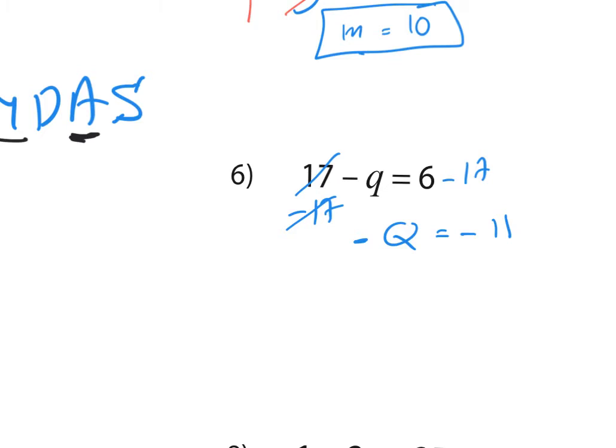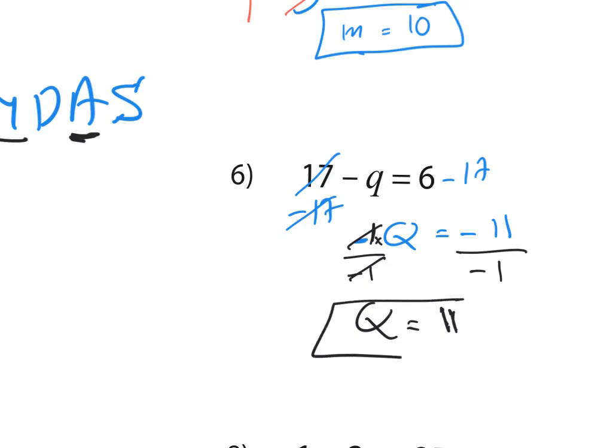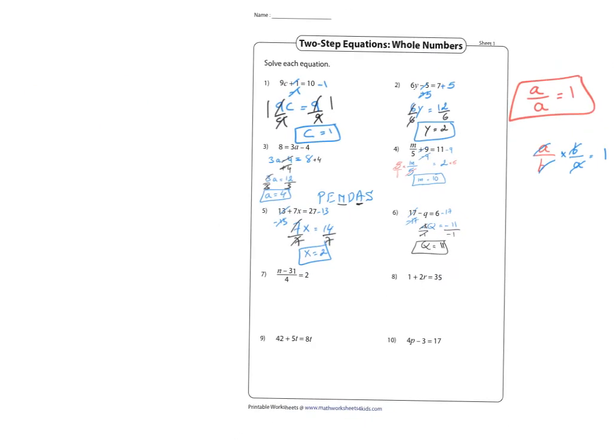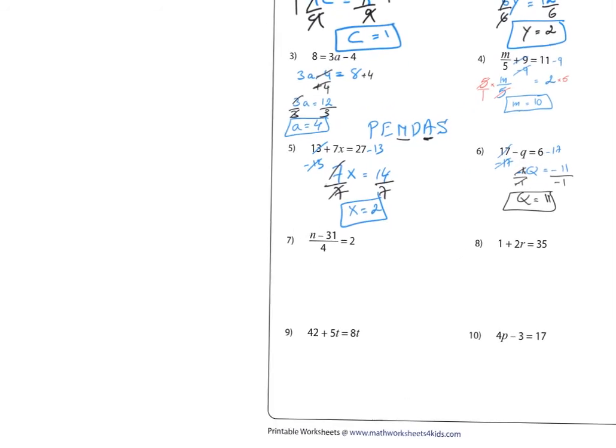Now I have minus Q. This is the same thing as negative 1 times Q, right? So in order to cancel the negative 1, we're just going to divide by negative 1 here. So it's going to be Q equals negative 11. Now I just changed this to a capital Q, so as not to confuse it with 9 there.